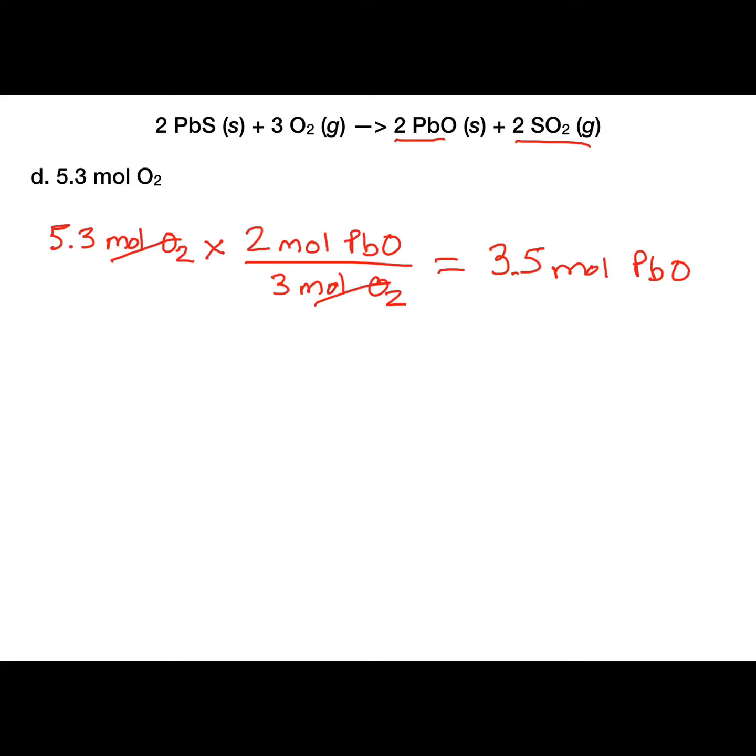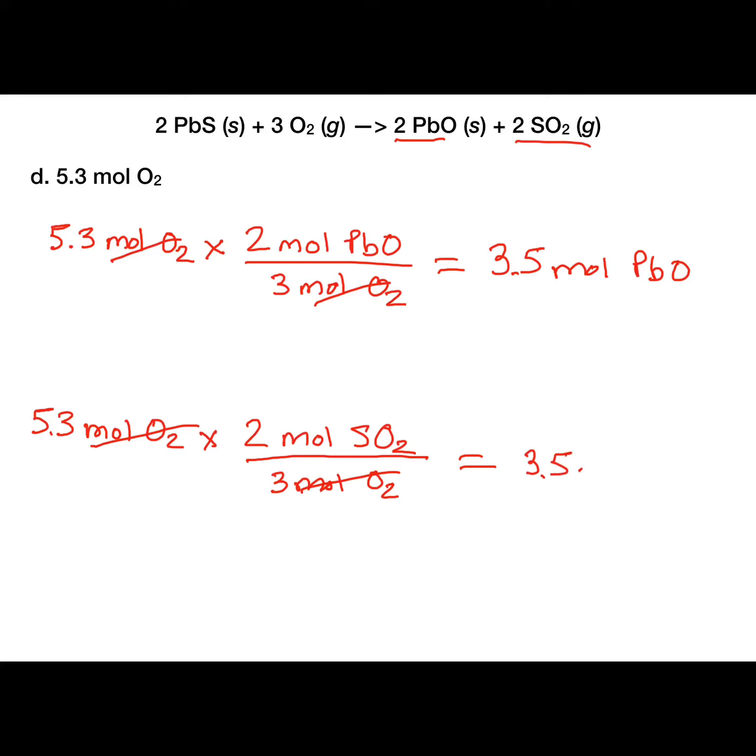Now let's figure out how many moles of SO2 are formed. So let's start with what we're given, which is the 5.3 moles of O2. Now, this has the same ratio as PbO to O2. So there's 2 moles of SO2 for every 3 moles of oxygen gas. The moles of O2 cancels out, and we are left with 3.5 moles of SO2.